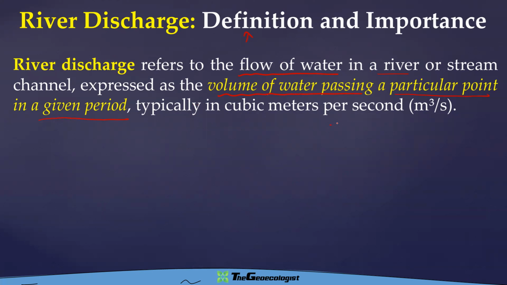So you see, if this is the river, right, and there is a volume of water passing through this particular point. So if we have to define a point from where this is passing, this particular point is important over a given time period. So you see, cubic meters per second. This is the unit here. So we defined it at this particular point.